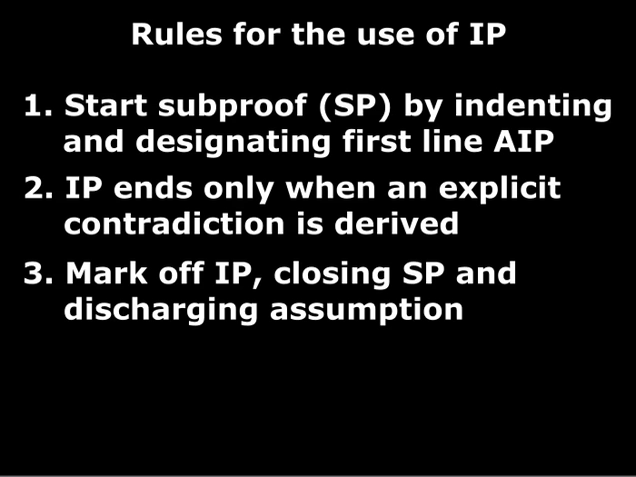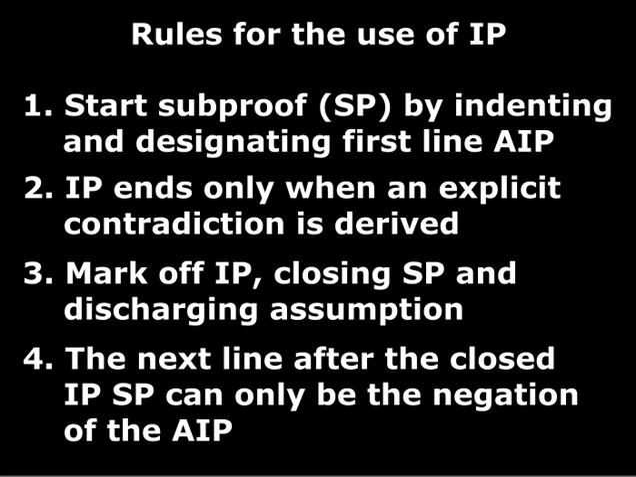Once you've done that, once you're in a position to close your subproof, you mark it off, you draw the little line from the bottom of the contradiction up to the arrow, called closing the subproof, also called discharging the assumption. The next line after that closed indirect proof subproof can only be one thing, can only be the negation of your AIP. That's it. And again, that's good, right? It sounds like a rule, like it's restricting you, but actually that's why you picked the AIP you wanted. You picked the AIP that you used exactly because you knew the negation of that is what you wanted to have.